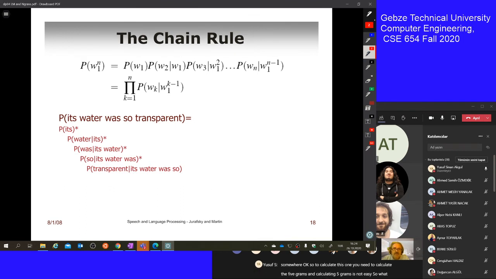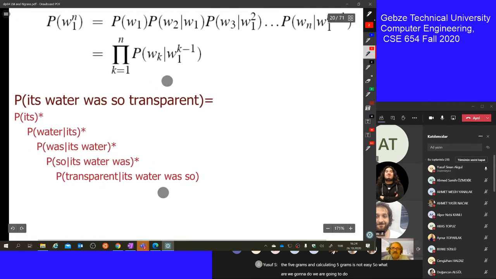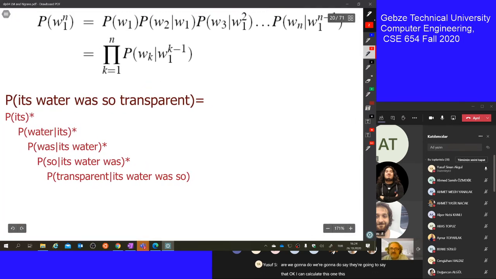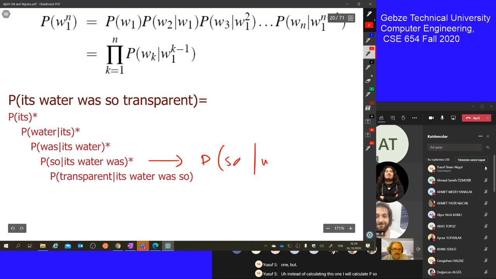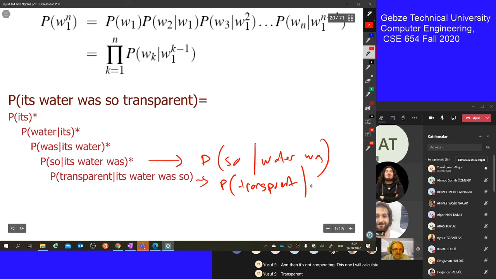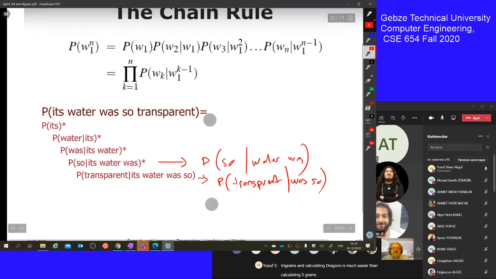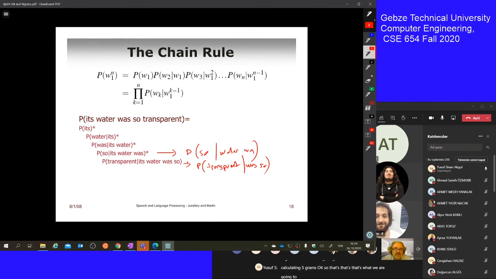So what are we going to do? We are going to say that I can calculate this one, and this one, but instead of calculating this one, I will calculate P of "water" given "was", and then instead of calculating this one, I will calculate "transparent" given "was so". So at most I am calculating trigrams, and calculating trigrams is much easier than calculating 5 grams. That is how we are going to approximate our chain rule.